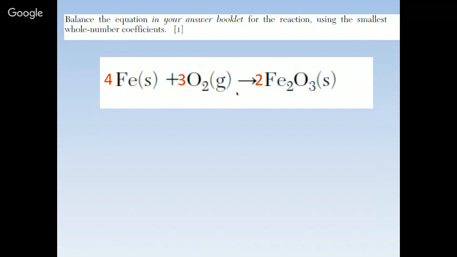I see a lot of you got that, which is great. Make sure that at the end, you go back and check. This is one of the only times on this Regents that you can be 100% certain you got it right, because you can count the elements on both sides and make sure you have the same number. Remember, our coefficients get distributed to both elements. So we have 4 irons and 6 oxygens on this side, and 4 irons and 6 oxygens on that side. So you know that you balanced it correctly.